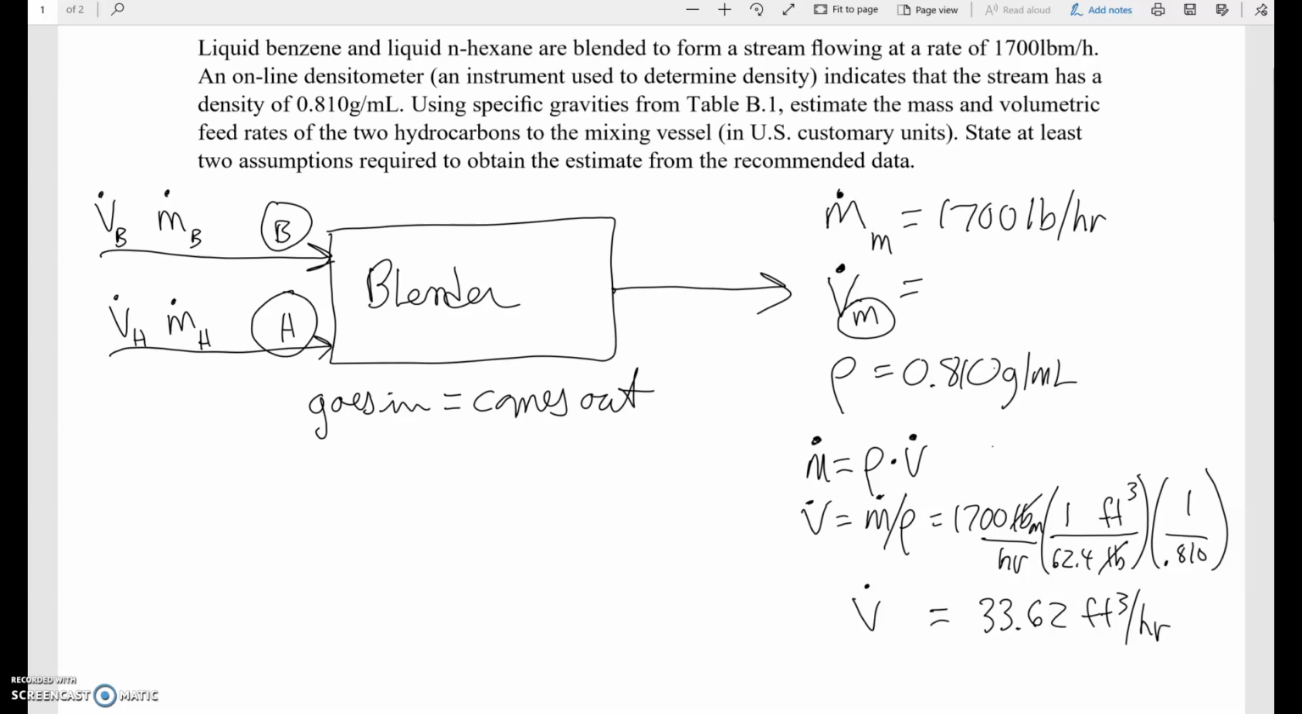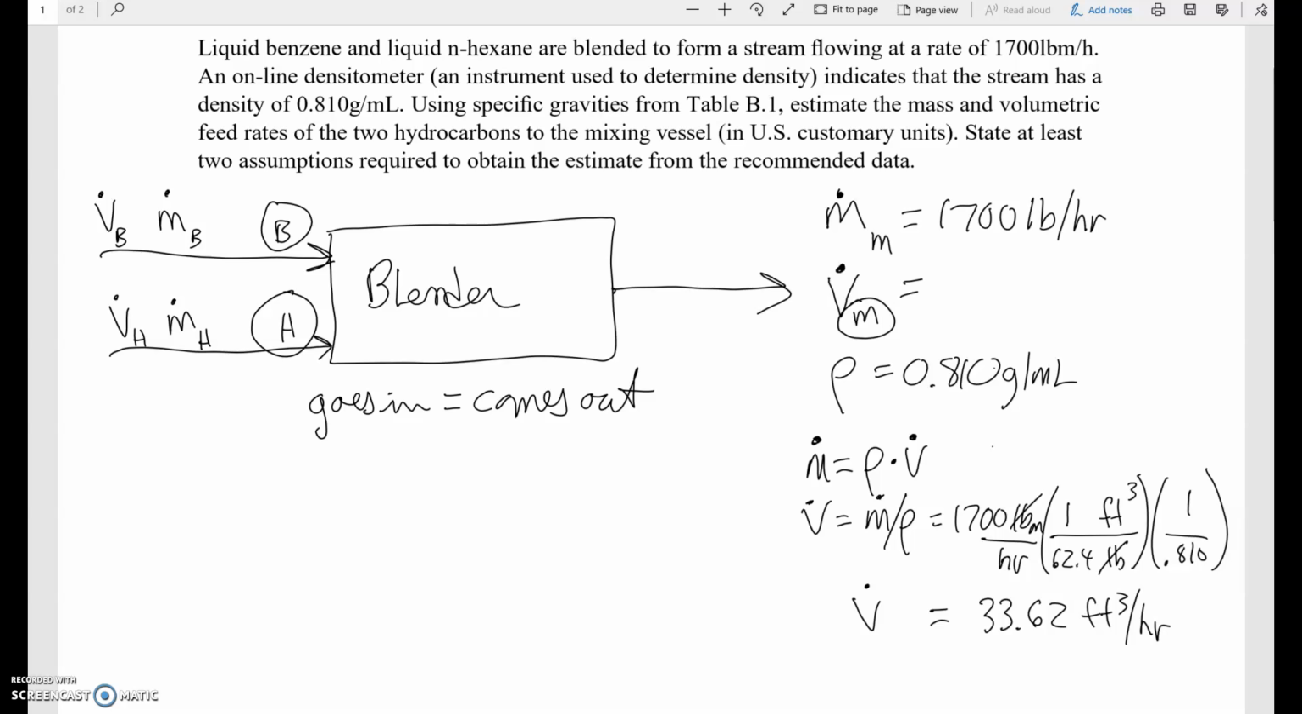I've got a combination of benzene and hexane flowing in. I've denoted the benzene with a capital B and the hexane with a capital H. And then the mixture over here on the right is an M. And I can look at the volumetric flow rate and put a dot over the letter V to indicate not the volume, but the flow rate of the volume. And I can put that same dot over the M and say that's my flow rate in terms of some mass. We know what that number is because they give it to us.